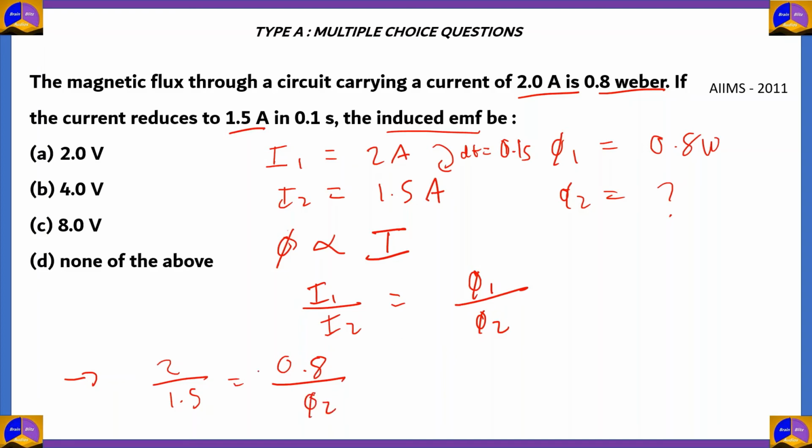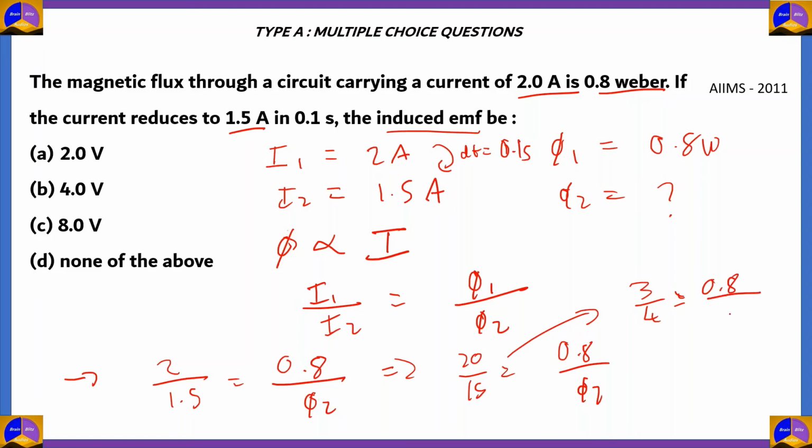So let's simplify 2 by 1.5 into 20 by 15 equals 0.8 divided by phi 2. 20 by 15 becomes 3 by 4. So 3 by 4 is equal to 0.8 divided by, or actually it's 4 by 3. It's not 3 by 4 because 20 divided by 5 is 4. 15 divided by 5 is 3. So it should be 4 by 3, not 3 by 4.